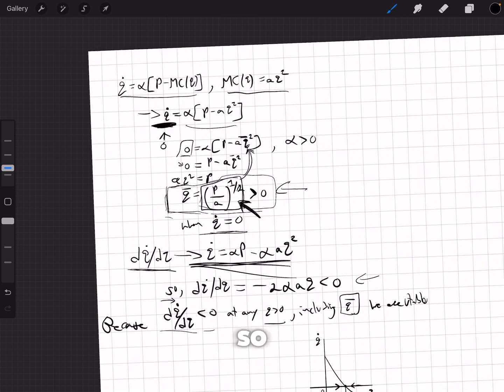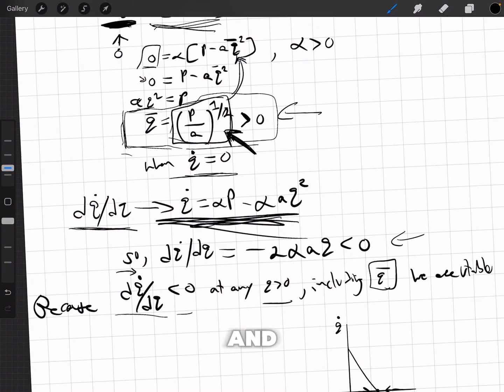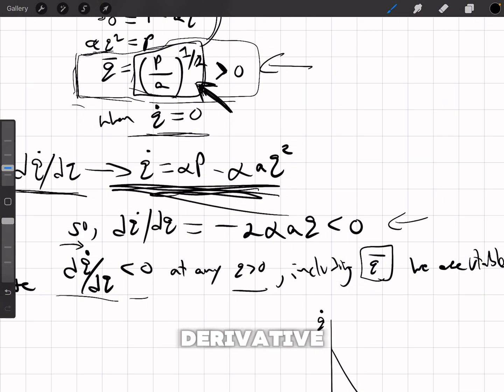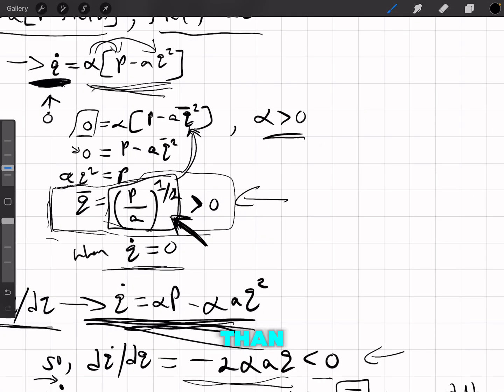So how are we getting this? It's just this. I just factored in the alpha. That's just what I did there. And it's just a very easy derivative. That's what you got here. Obviously, that's less than 0. It's negative. Alpha is greater than 0.